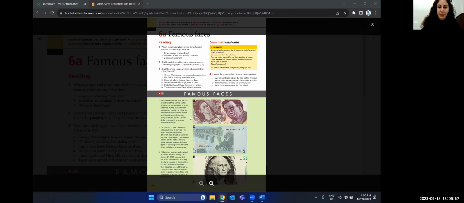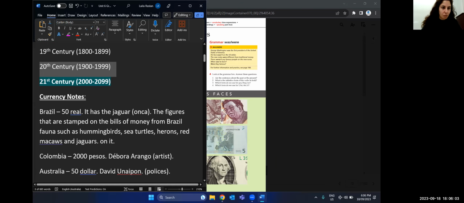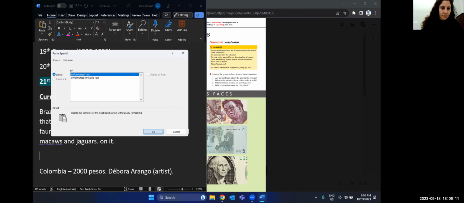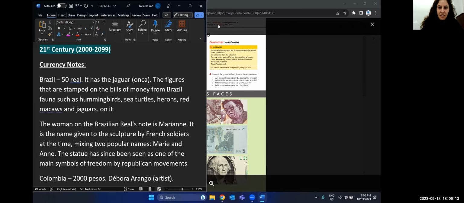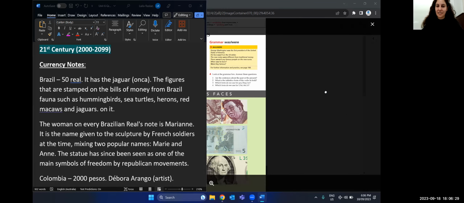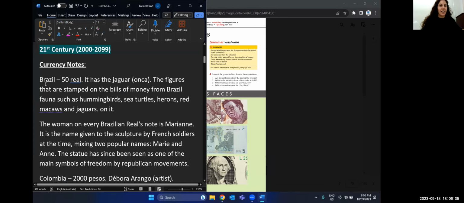Which note exactly? On every note. Wow. She's on every Brazilian real note. Is that right? Interesting. Okay, just some other ones I'll share with you.